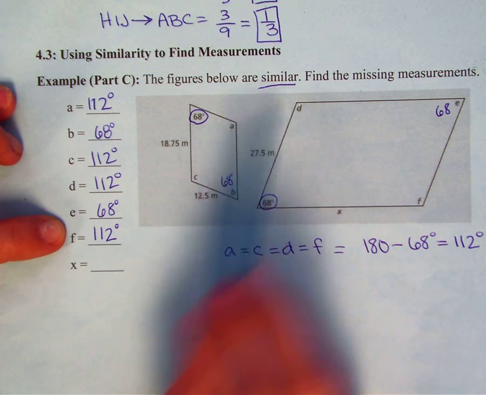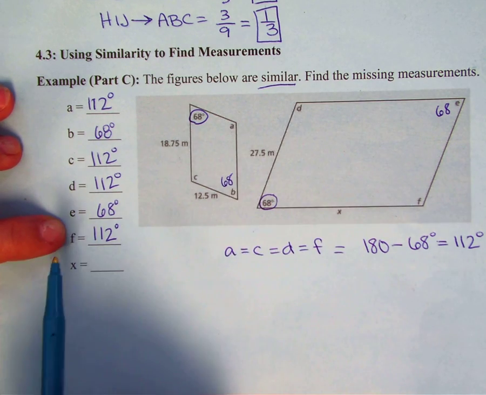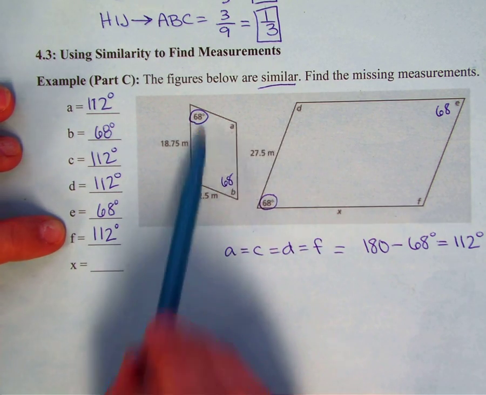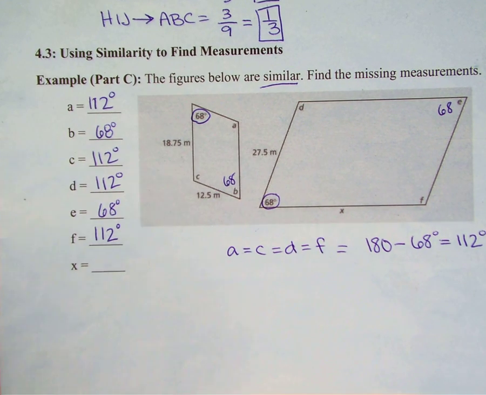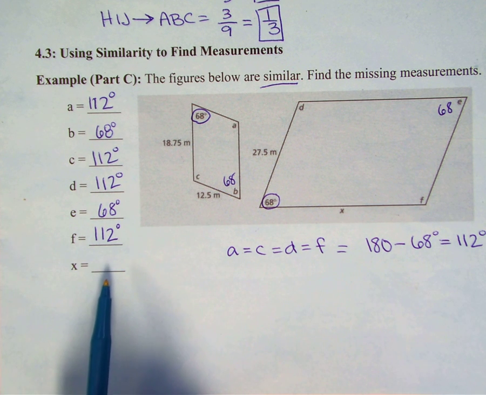Again, when they're similar, all the angles will remain equal. When it gets larger, all the acute ones should match up across from each other in a parallelogram, as well as the obtuse ones. So now we just have to find X.